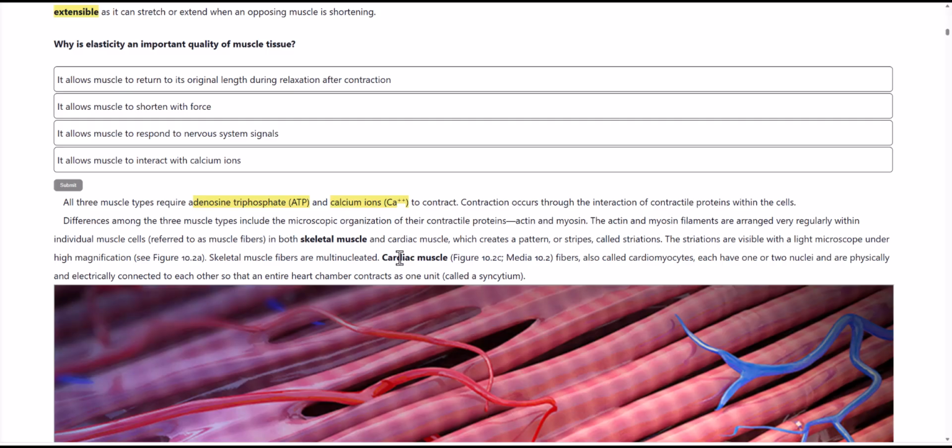You also know in our comparisons that skeletal muscle and cardiac muscle are both striated, right? We have the striations in skeletal and cardiac. So make sure that you are thinking about how these muscle tissues are similar and how they are different from each other.